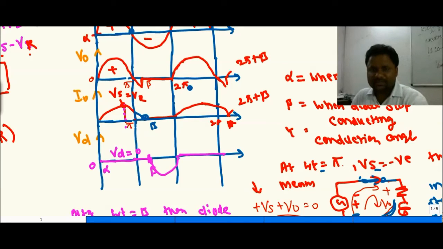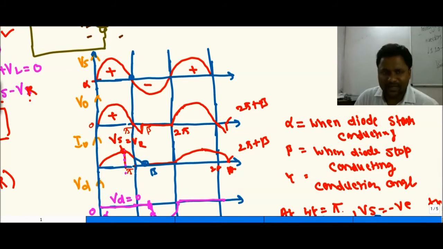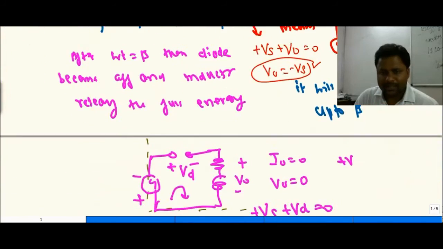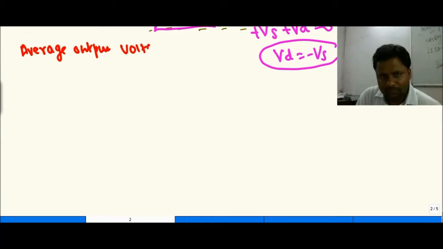So this is the objective that we have obtained in the single phase half wave uncontrolled rectifier having the RL load, and we now move towards the expression. Average output voltage.